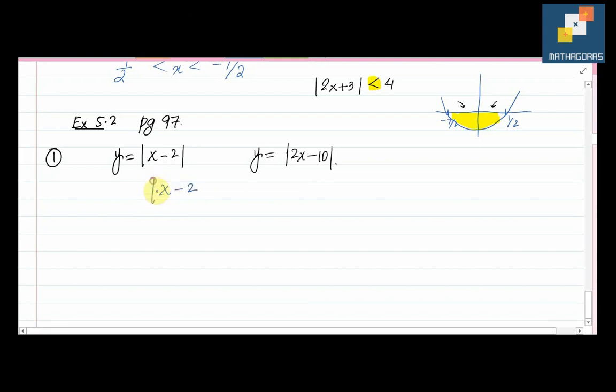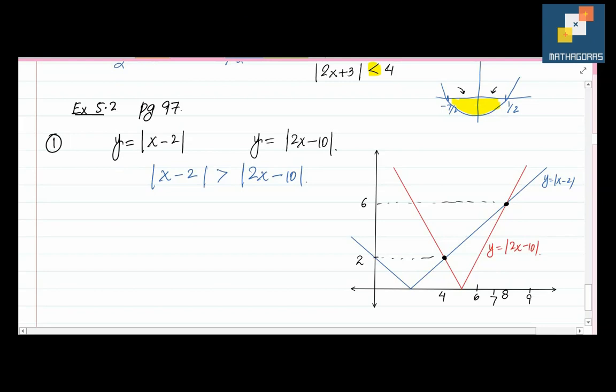Modulus of x minus 2 should be greater than 2x minus 10. You can find the answer easily by using the graph. To explain it better, I plotted a rough sketch from the book, using the same color scheme that is drawn in your book. Now what does the question say? Basically it says the y value of modulus of x minus 2 should be greater than the y value of 2x minus 10. That is your condition.